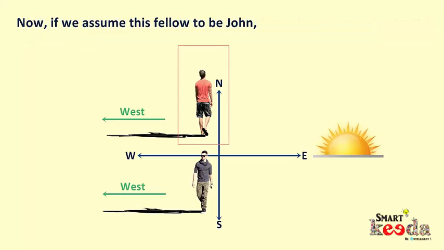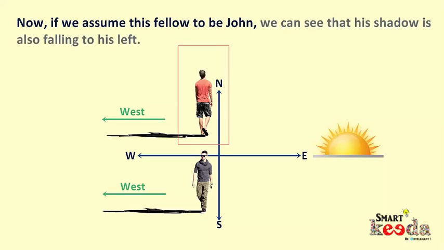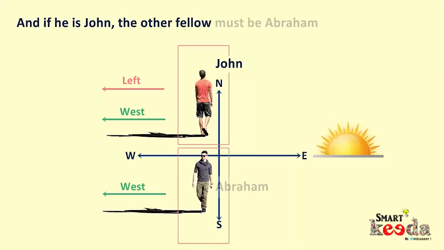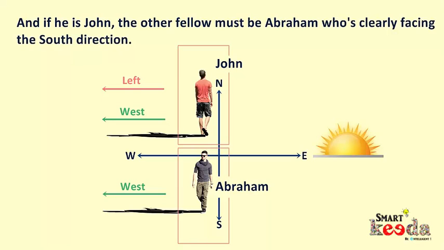Now if we assume this fellow in the box to be John, we can see that his shadow is also falling to his left, and hence it gets confirmed that this fellow is John. And if he is John, the other fellow in the picture must be Abraham, who is clearly facing the south direction, and that's the answer. So wasn't it simple?